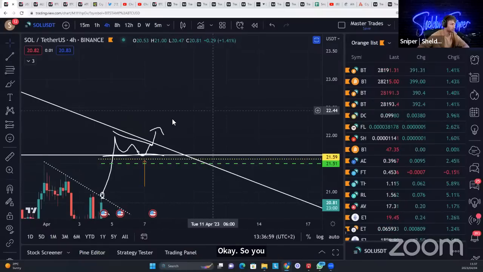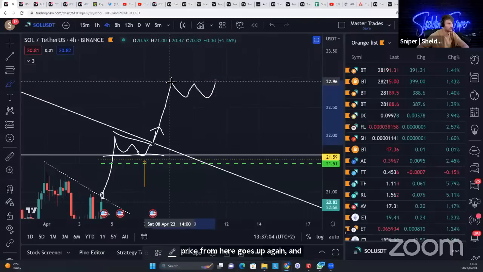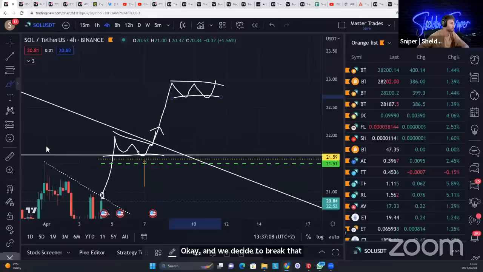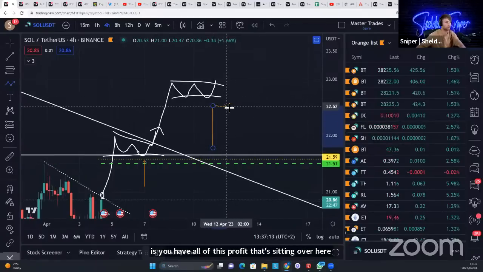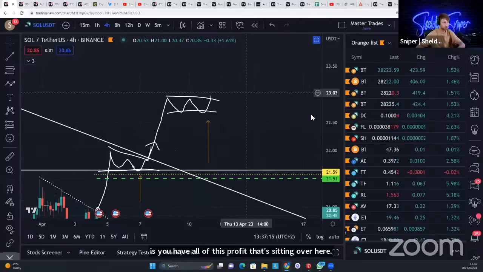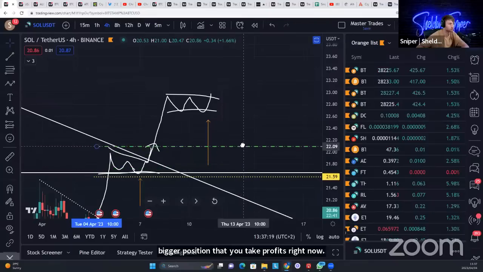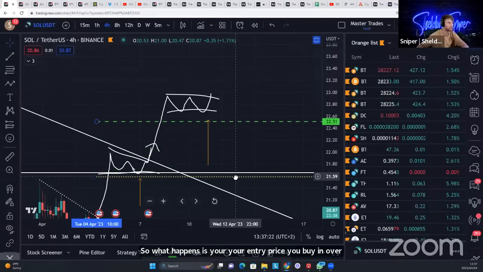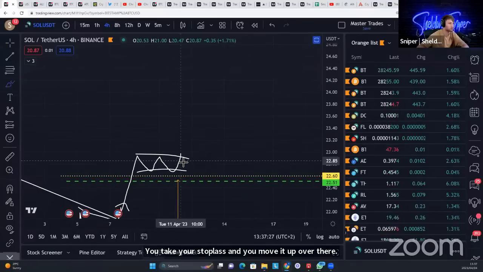Then all of a sudden price from here goes up again and starts to form a flag. Okay, and we decide to break that flag. Now what you do is you have all of this profit that's sitting over here. You decide to use it because you want to rather have a bigger position than to take profits right now. So what happens is your entry price, you buy in over there. You take your stop loss and you move it up over there. Amazing. Then let's say, for example, this is your final trade.